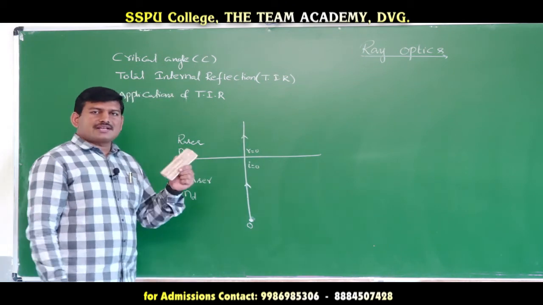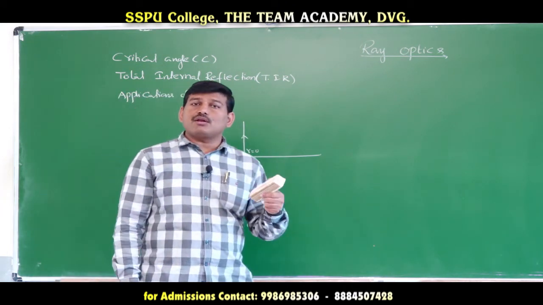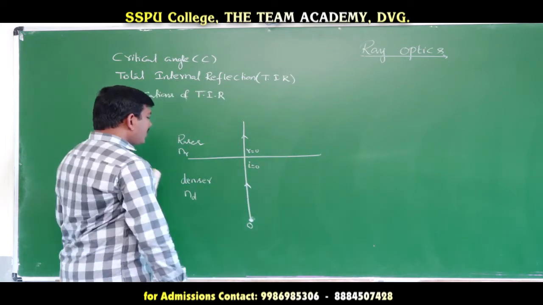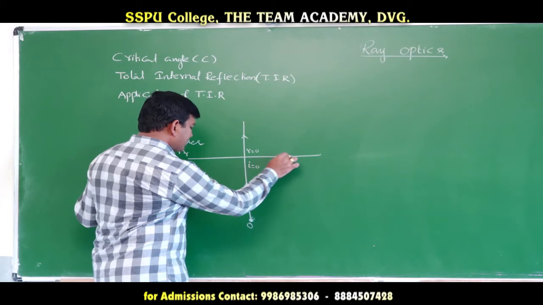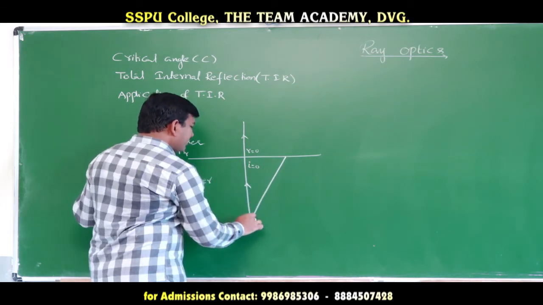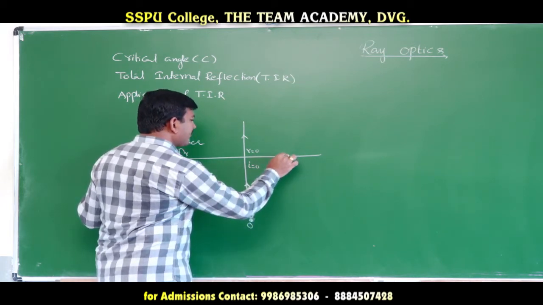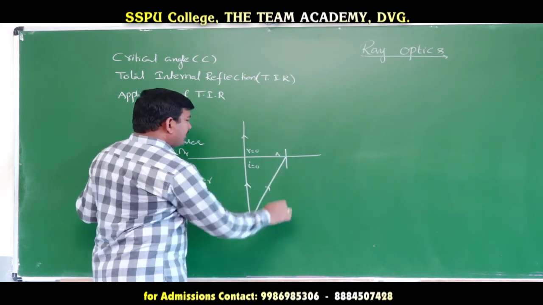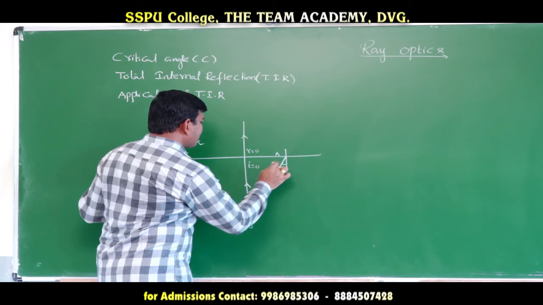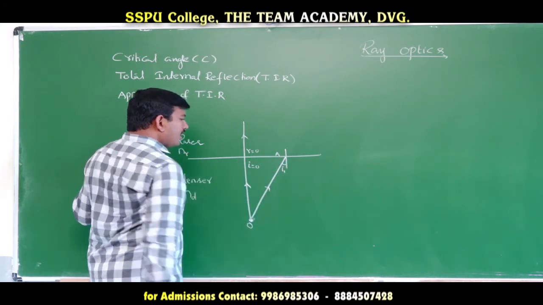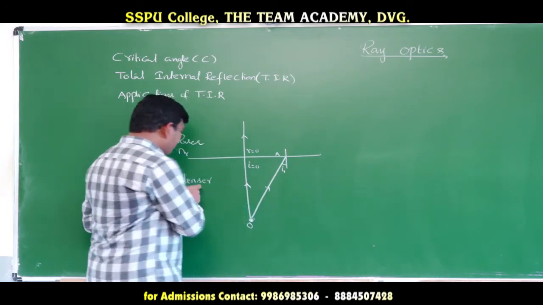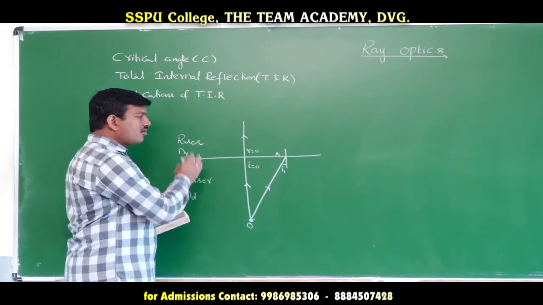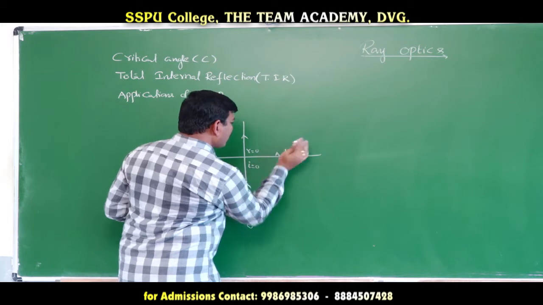And we already studied that from Snell's law, with increase in angle of incidence, angle of refraction also increases. Now let me choose a light ray coming from O and incident on the interface at this point, name it as A. Now this is the angle of incidence, let me take it as i1. The light ray is traveling from which medium to which medium? Denser to rarer, therefore it should bend away from the normal. Instead of going like this, it has to go like this.